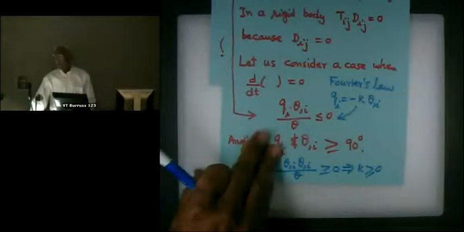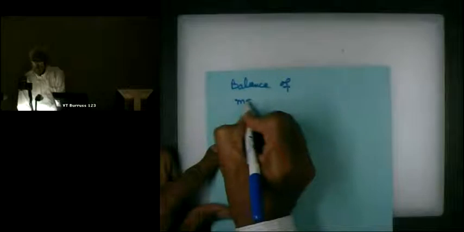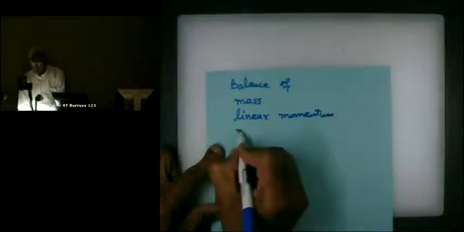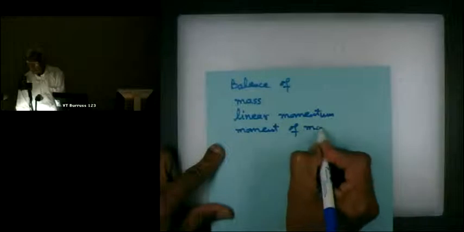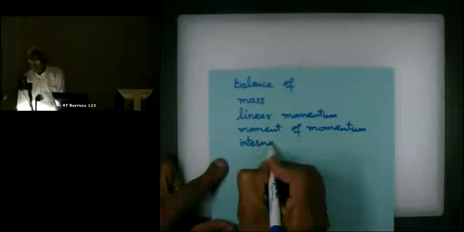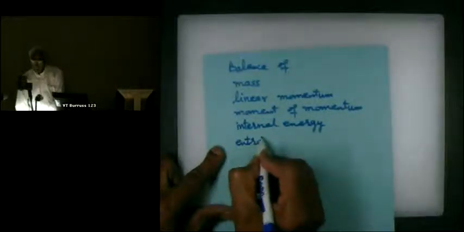Okay, now the next thing we studied was the following. We have studied so far, I think one of you told me correctly, balance laws, and that has been balance of mass, linear momentum, moment of momentum, energy, either internal energy or total energy, one of the two, not both. So let's say internal energy. And the entropy inequality. So that's not quite a balance, that is an imbalance.